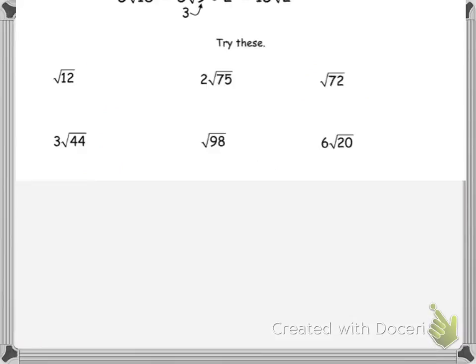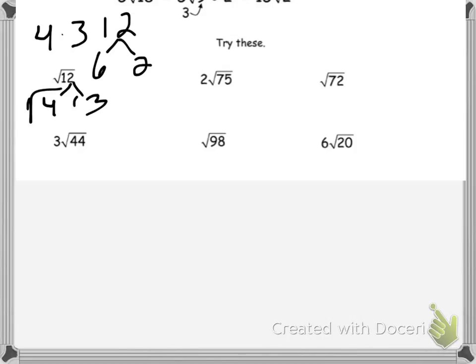Okay. So we're going to try these. I'm going to do a few of these with you. So we got the square root of 12. Factors of 12: 6 and 2. Other factors of 12 we know are 4 and 3. Notice 4 is a perfect square, so we need to use the one with a perfect square. 4 times 3. Square root of 4, square root of 3. The square root of 4 is 2, so 2 on the square root of 3.